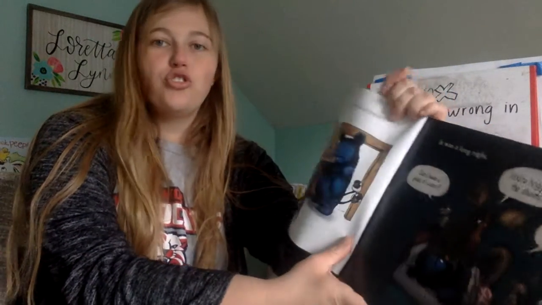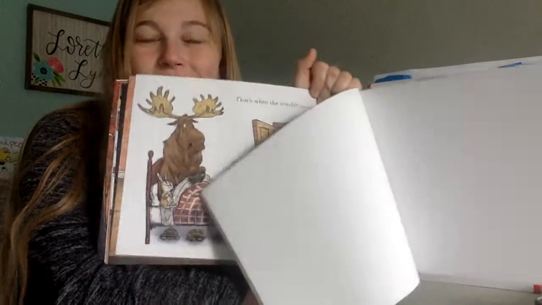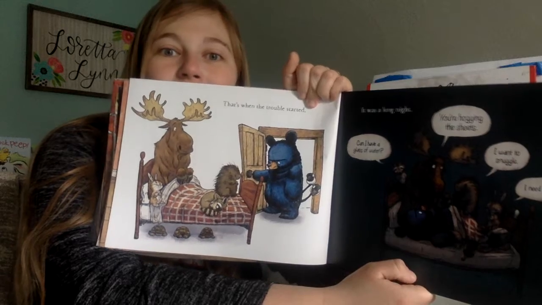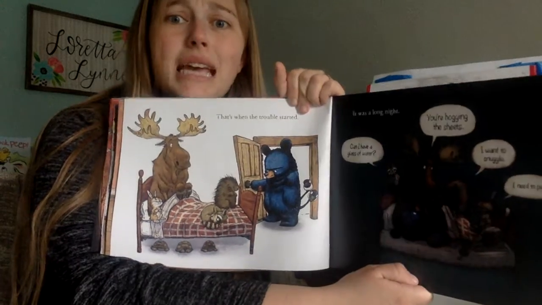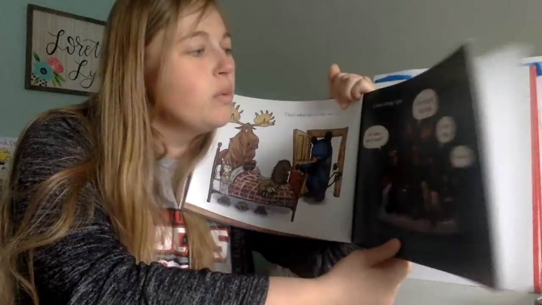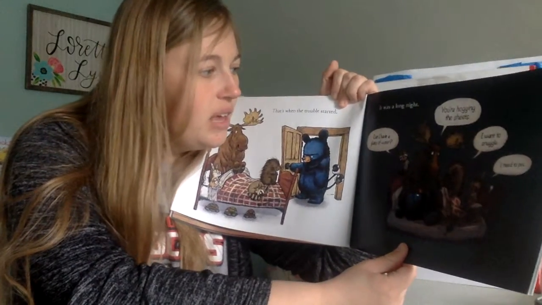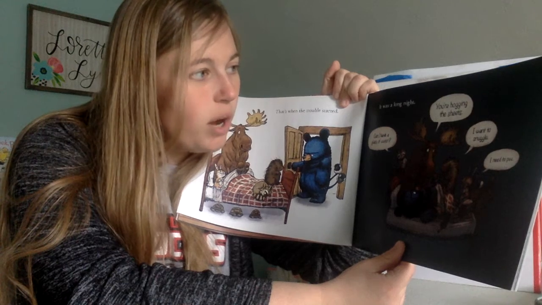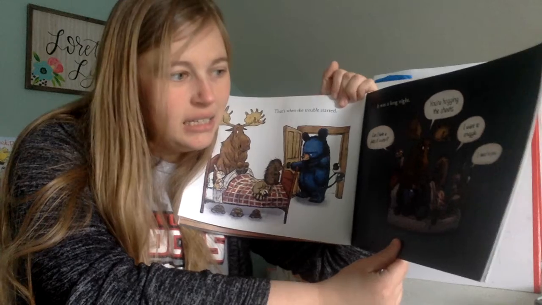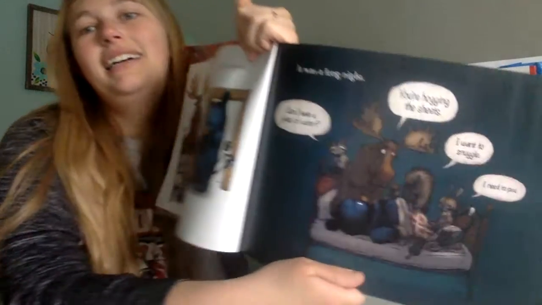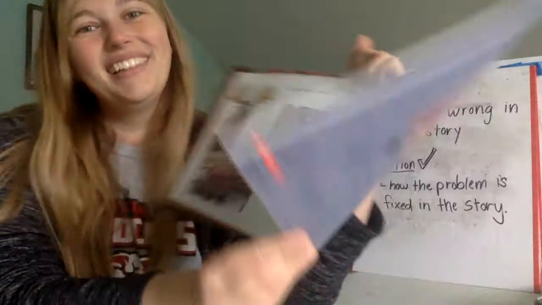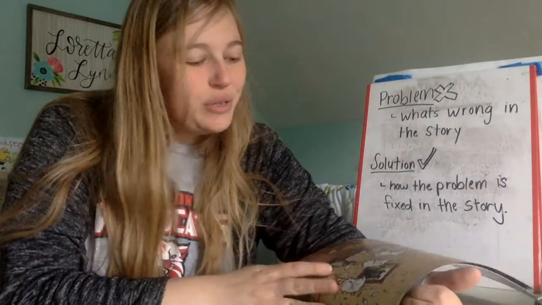That's when the trouble started. I see a problem. What's wrong? Someone's sleeping in Bruce's bed. It was a long night. "Can I have a glass of water? You're hogging the sheets. I want to snuggle. I need to pee." That's what all the animals are saying to Bruce.